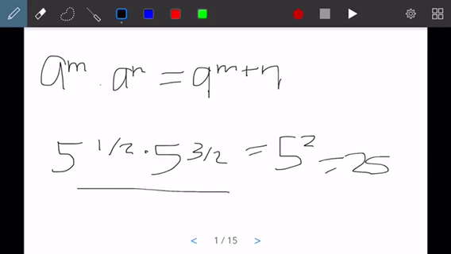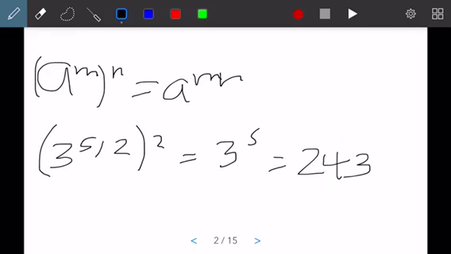So I'm doing properties of rational exponents and radicals. First is the product of powers, where basically you just add the powers. So 1/2 plus 3/2 is 4/2, which is 2. So you get 5 to the second power, which equals 25.